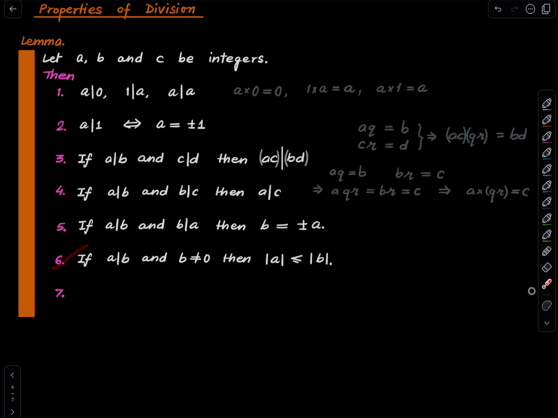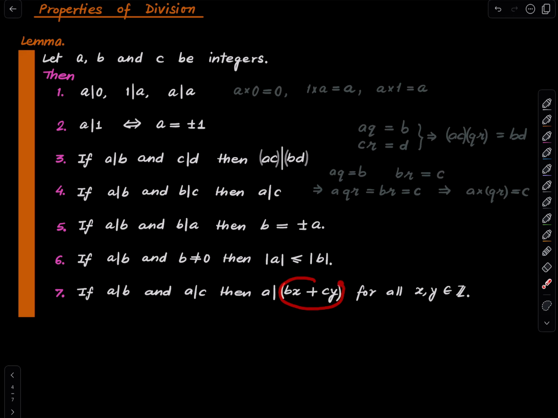Okay, so that's that. And if A divides B and A divides C, then A divides any integer linear combination of it. What is an integer linear combination of B and C? Anything of this sort where X and Y are integers. Okay, so let's prove the seventh one.